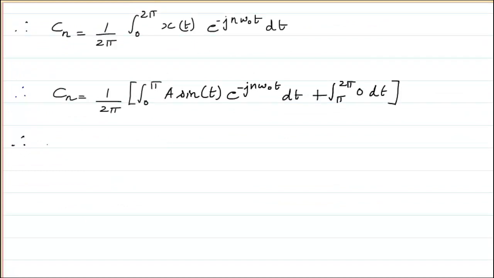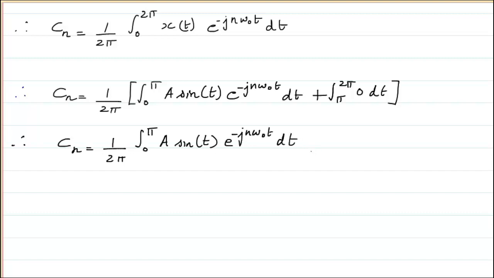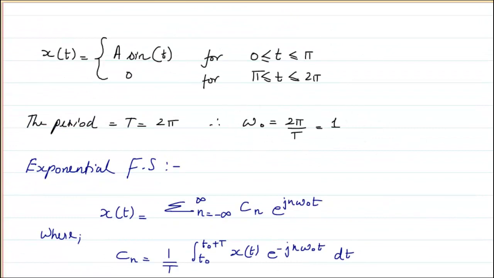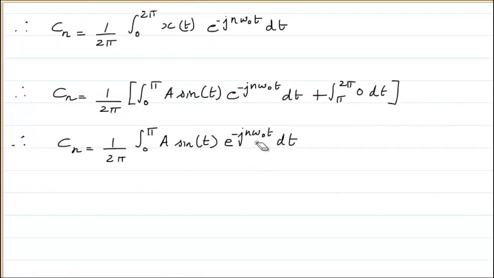Therefore again, Cn is going to be 1 by 2 pi integral 0 to pi A sine t e raised to power minus j n omega naught t dt. So with respect to dt, I have to solve this. Now here one more thing you will note, that there is omega naught, and omega naught we have already found to be 1 for this particular problem. So instead of omega naught, I will put 1. So this becomes jnt dt.